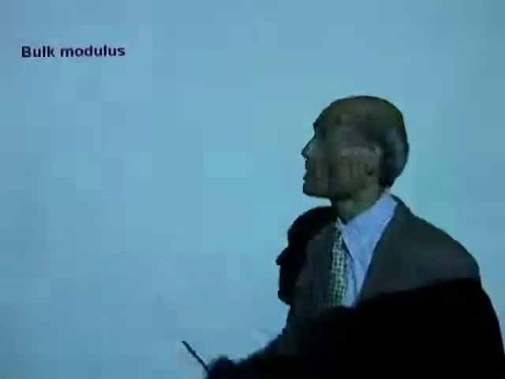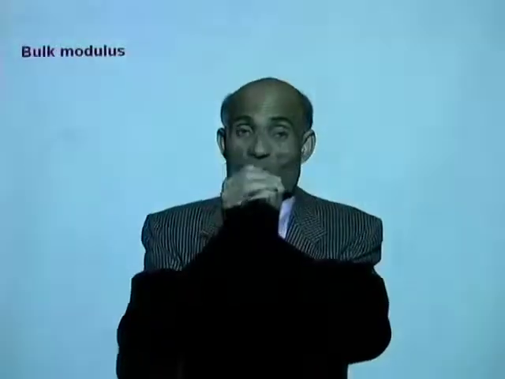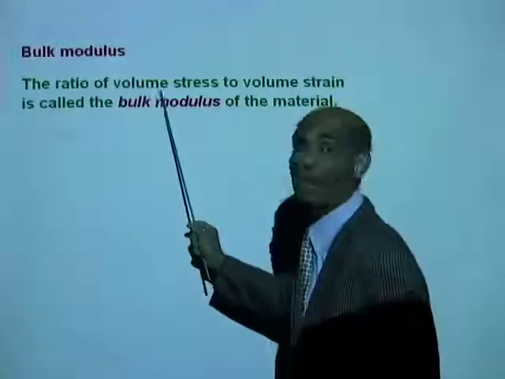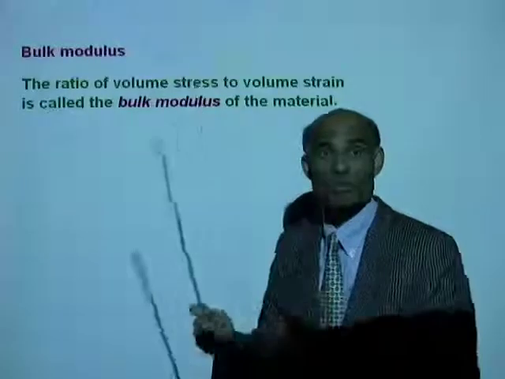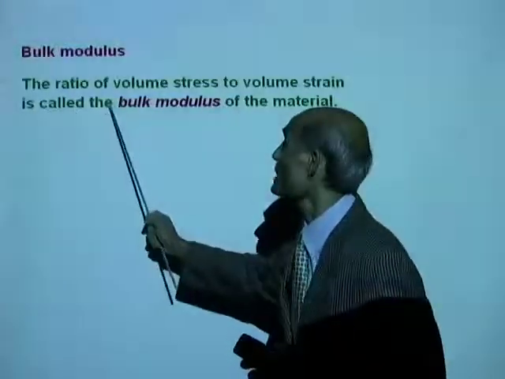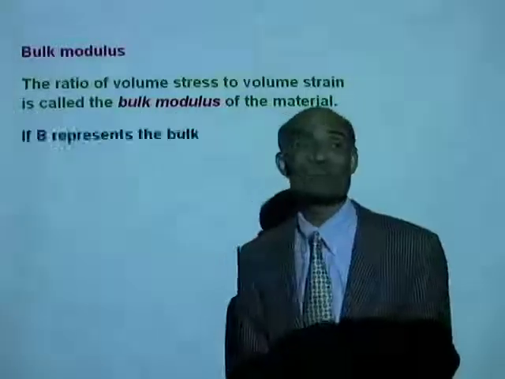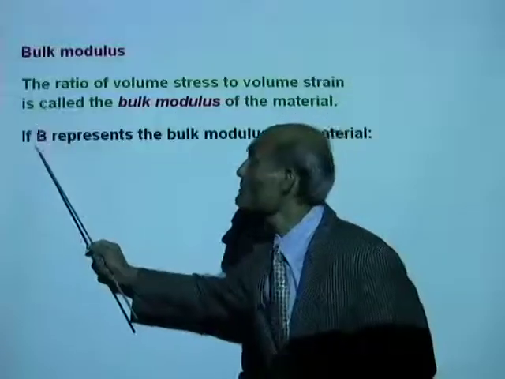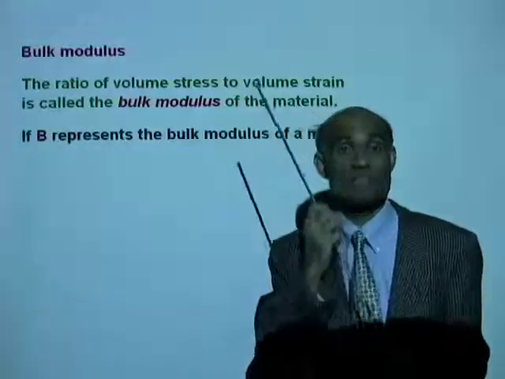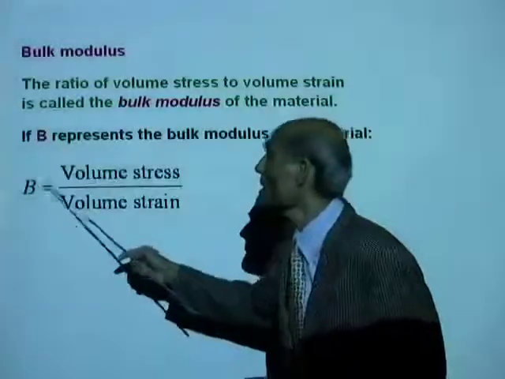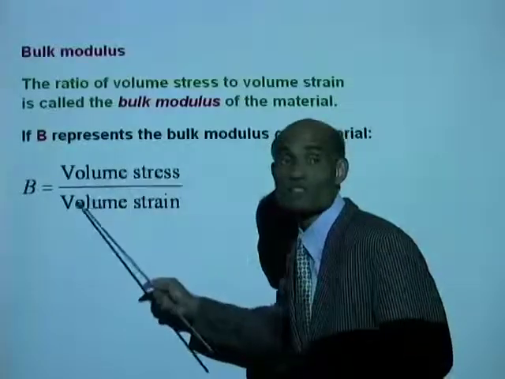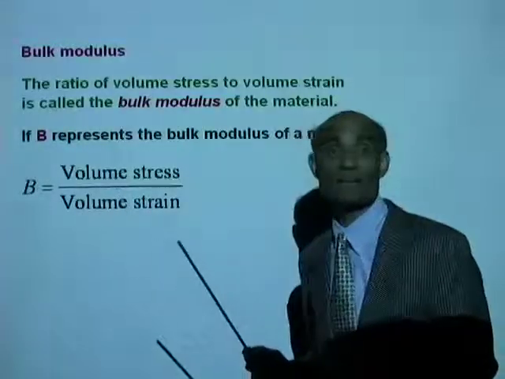Okay, let's now talk about bulk modulus. Well, I think it follows from our discussions. Bulk modulus is the elastic modulus that talks about the change in volume. The ratio of the volume stress or the bulk stress to the volume strain is called the bulk modulus. Now we normally represent the bulk modulus by the letter B. So B equal to volume stress divided by volume strain.